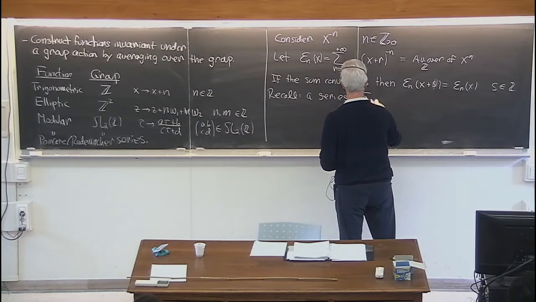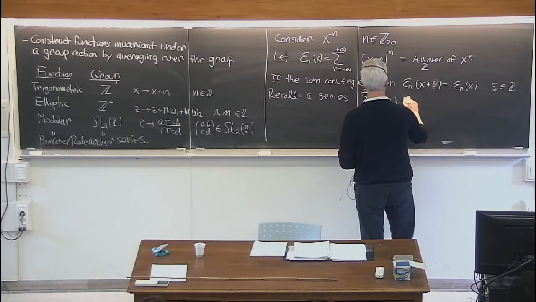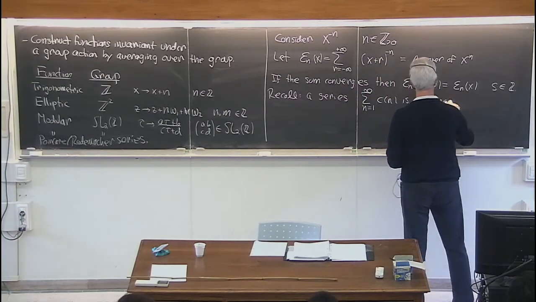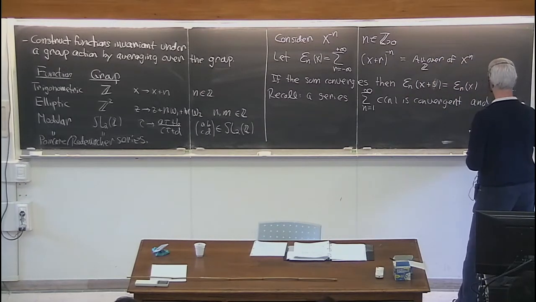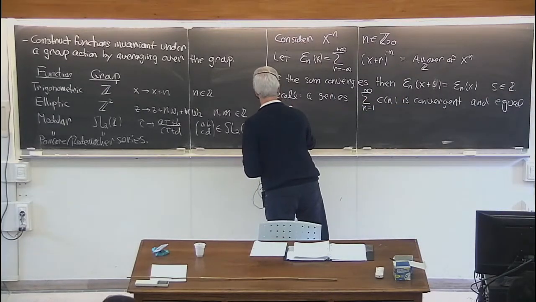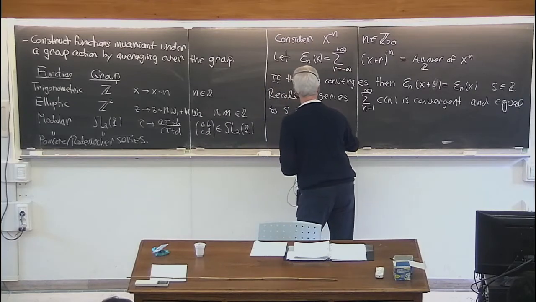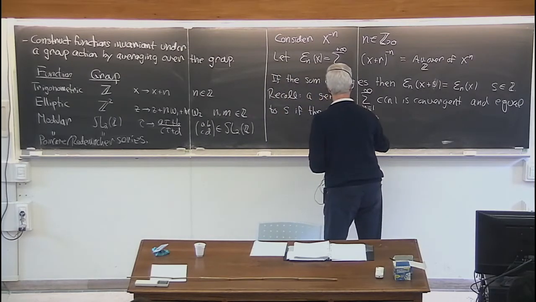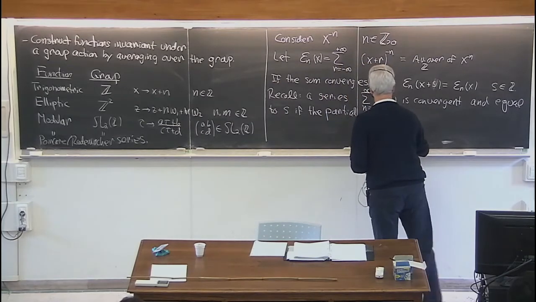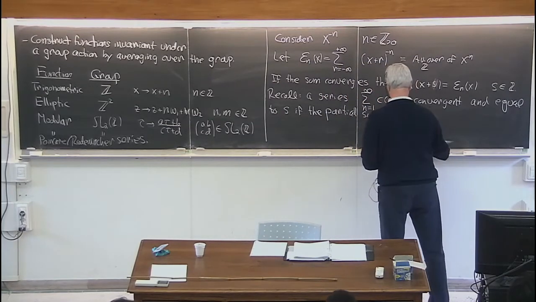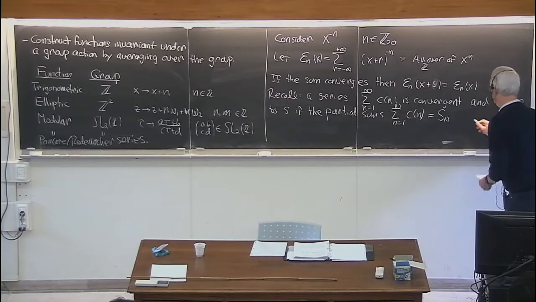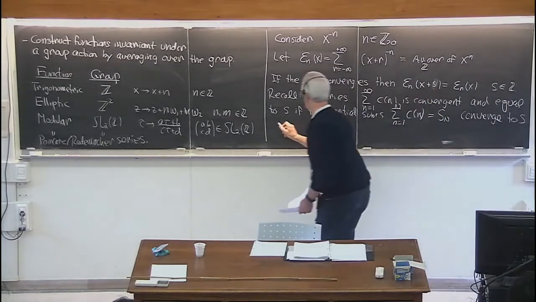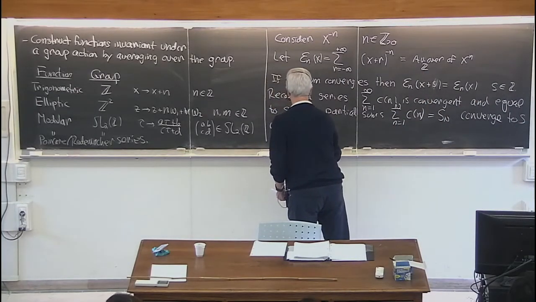So a series of this form is convergent and equal to S if the partial sums, I'll call S sub n, converge to S as n goes to infinity.